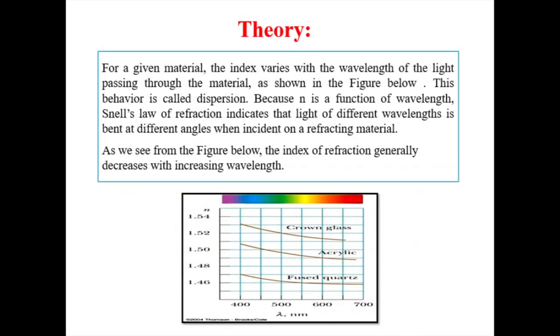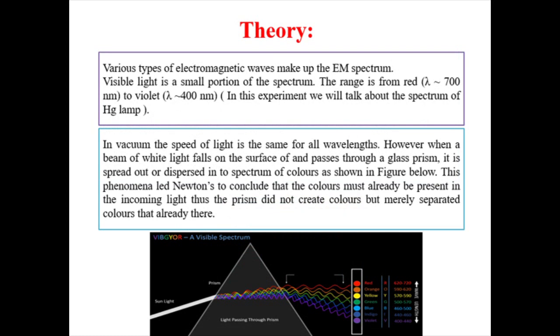For a given material, the index varies with the wavelength of the light passing through the material. This behavior is called dispersion. As we see from the figure below, the index of refraction generally decreases with increasing wavelength. In vacuum, the speed of light is the same for all wavelengths. However, when a beam of white light falls on the surface of and passes through a glass prism, it is spread out or dispersed into a spectrum of colors as shown in the figure below. The spectrum ranges from red, where lambda is approximately 700 nanometers, to violet, where lambda is approximately 400 nanometers.